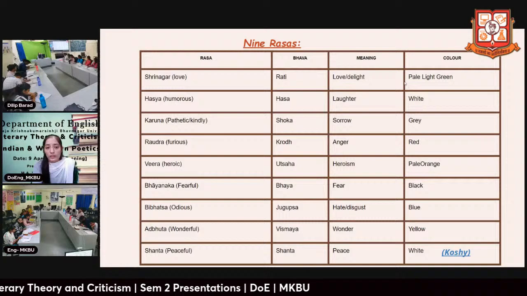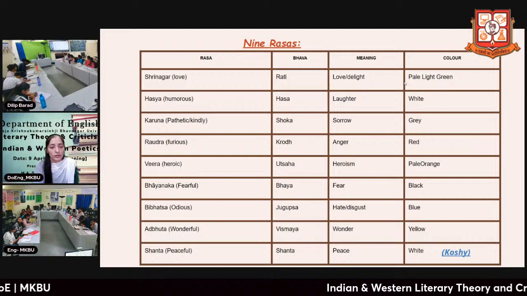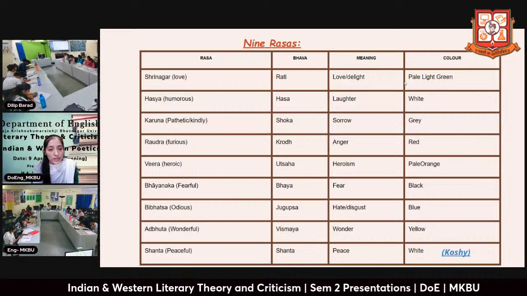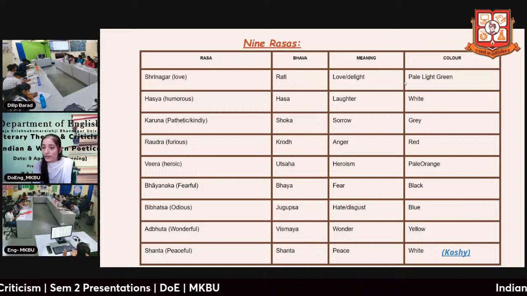This is the table of nine rasas. We can find that these nine rasas are majorly described by critics and developers. The first one is Shringar, meaning love. The associated bhav or emotion is rati, meaning love and delight, and the color we can connect with it is pale light green.